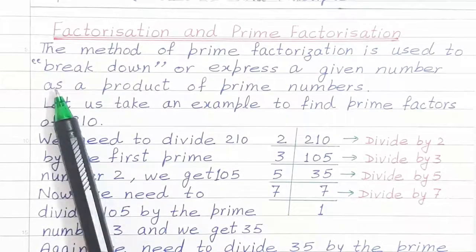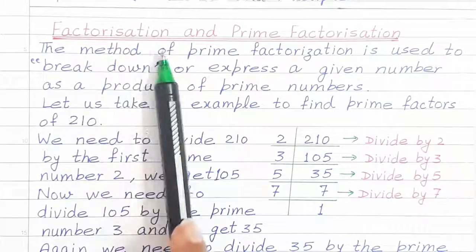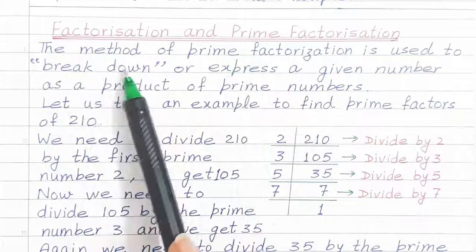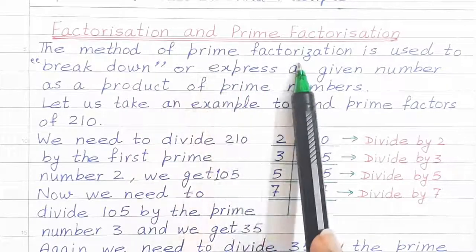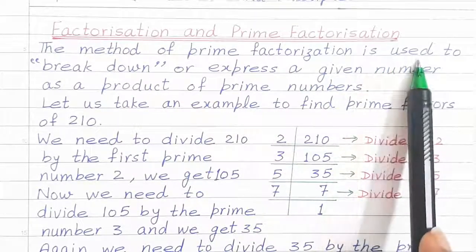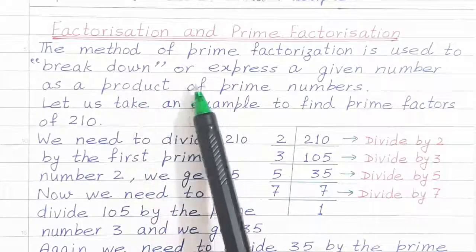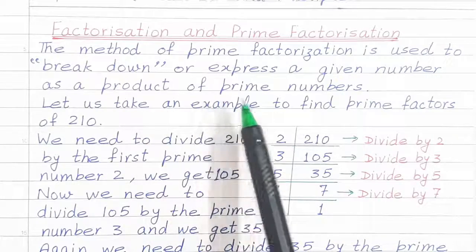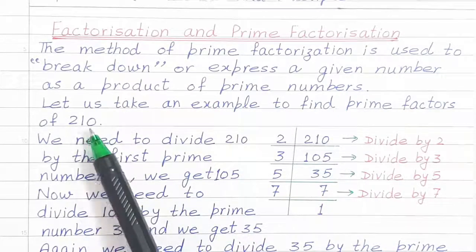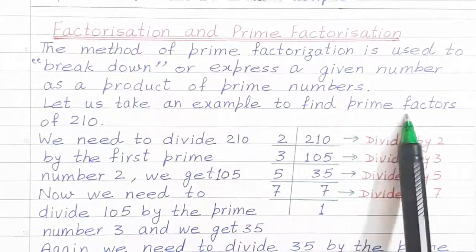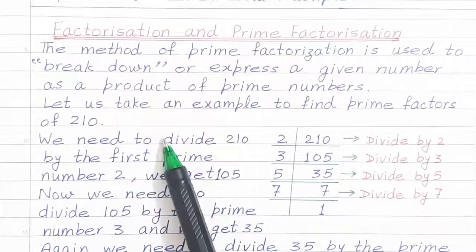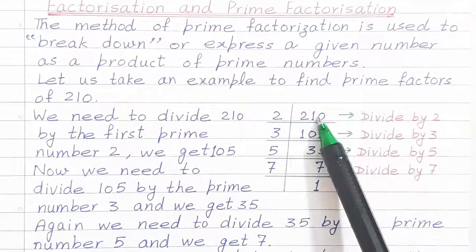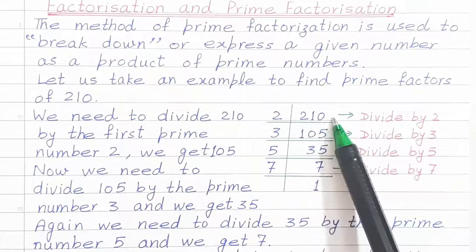Now let us move to the next topic, factorization and prime factorization. The method of prime factorization is used to break down or express a given number as a product of prime numbers. Let us take an example to find the prime factors of 210. Now children, consider the number 210.